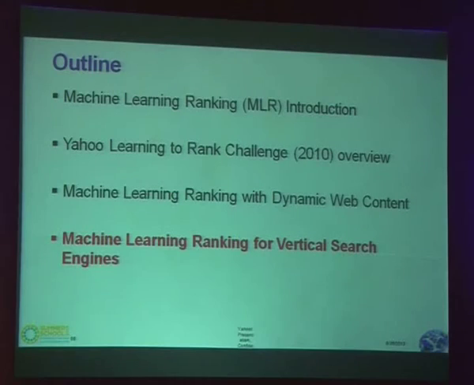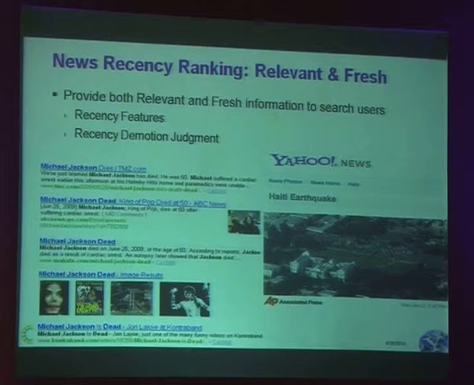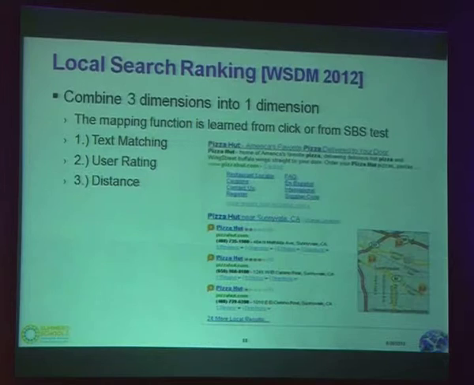Problem. Different vertical search engines have unique characteristics. For example, news. The problem with news is we need to combine relevance and freshness. The similar idea is already covered by web search freshness, so I will skip this part. The next part is related to local search.